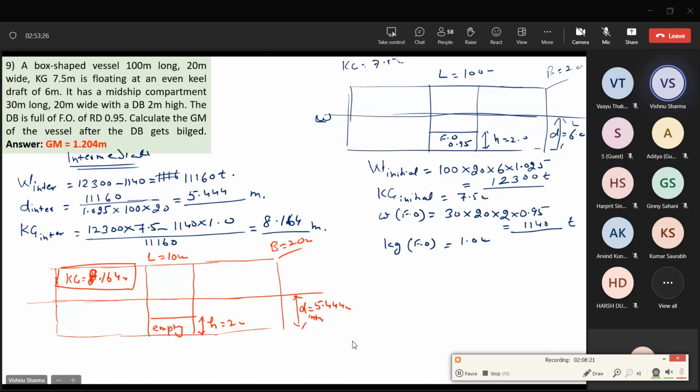Now, as I have explained, between the blue diagram and the red diagram, everything is same. Only difference is in the blue diagram, the tank is full of fuel oil. In the red diagram, the tank is empty. Otherwise, the rest of the condition of the vessel is same. Do you agree with me? Yes or no?